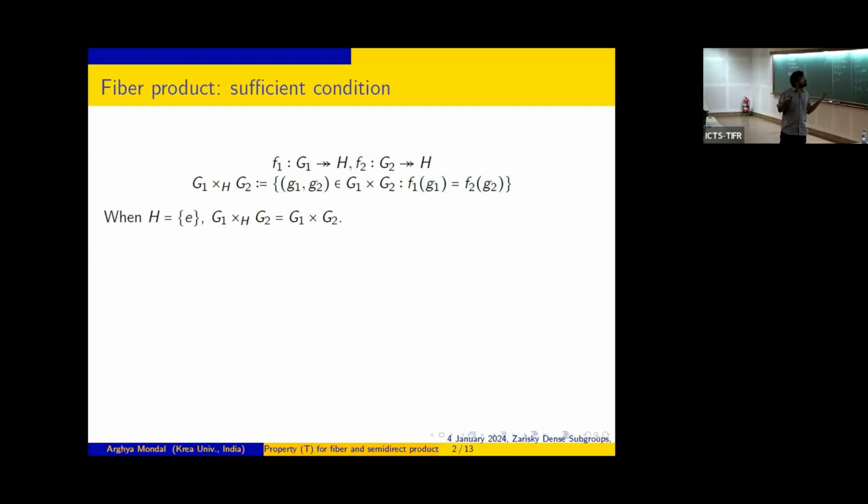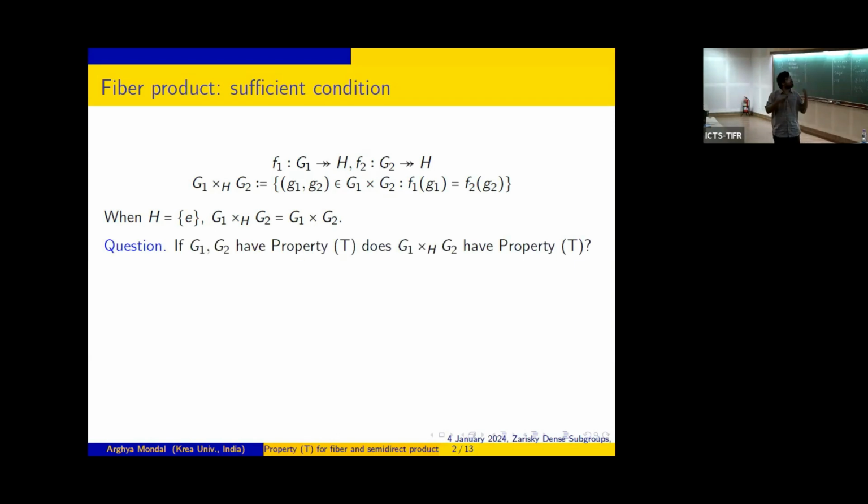In this case, it is known that if G1 and G2 have property T, then the product will also have property T. So it's a natural question to ask: in the fiber product case, if the groups G1 and G2 have property T, will the fiber product also have property T? And the answer is not always. But there is a very simple case in which the answer is always yes.